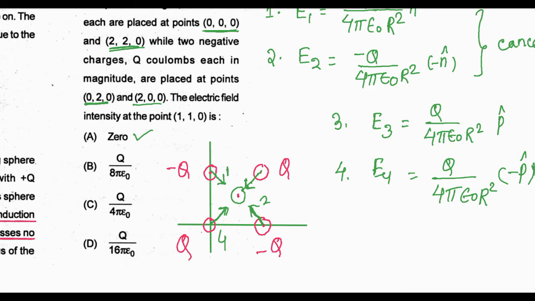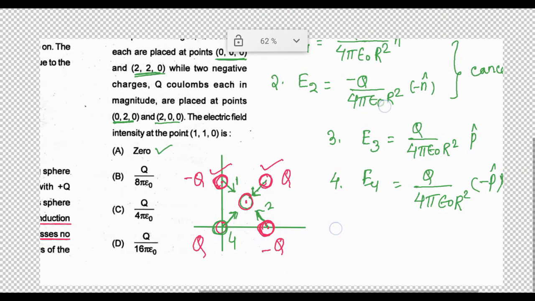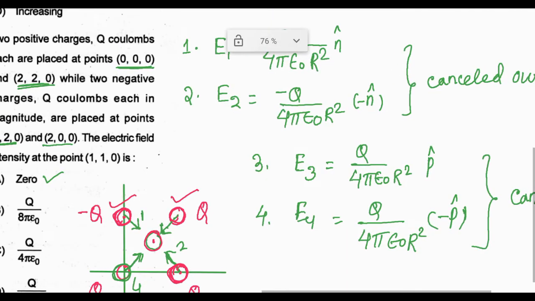So what are the coordinates and what are the charges given here? At 0, 0, 0 we are given q charge, and at 2, 2, 0 also q charge. Negative charge at 0, 2, 0, and at 2, 0, 0 also a negative charge, and we are asked for the electric field intensity at 1, 1, 0. That means at the middle point. And what is the electric field intensity formula? q by 4 pi epsilon 0 r square, n cap is the direction.